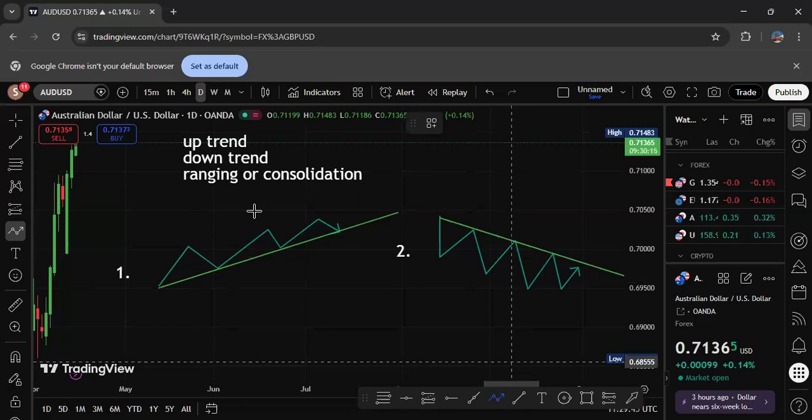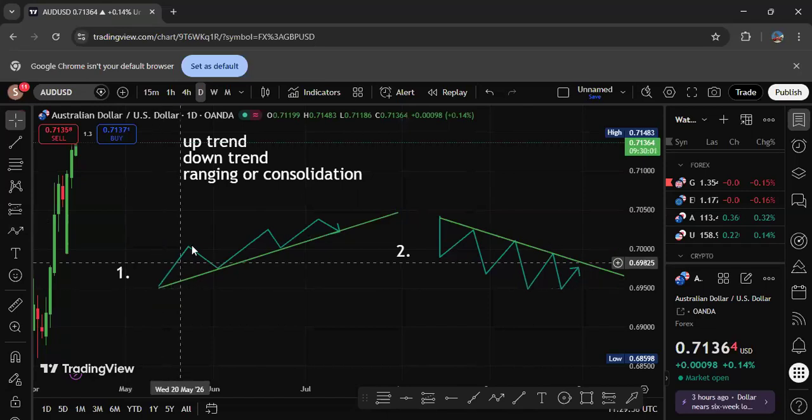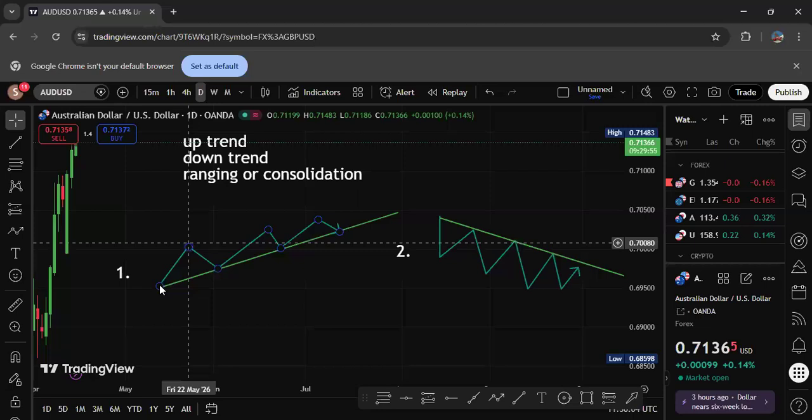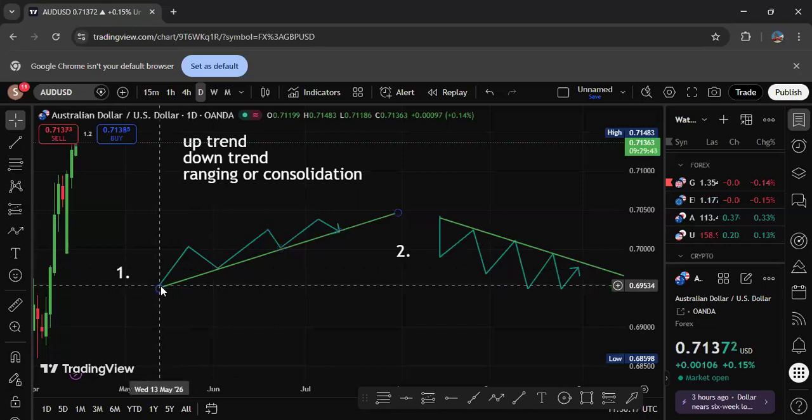So in uptrend, let me delete this. You call it, so this is a low. This is a low. This is a low. So this is a higher high. This high here is now higher than this starting point, so you call it a higher high. Then this is a higher low. Why do you call this a higher low? Because this low is higher than this previous one.